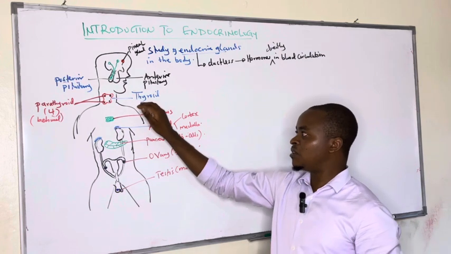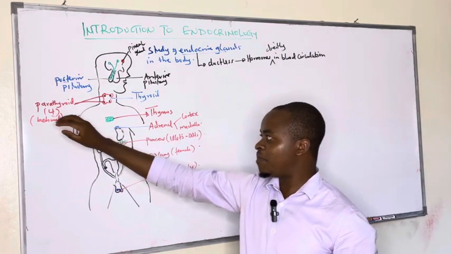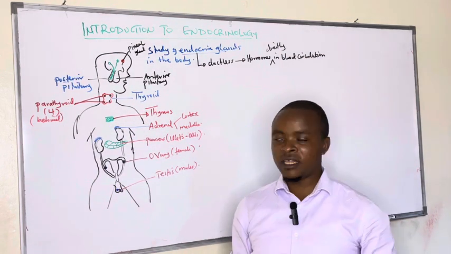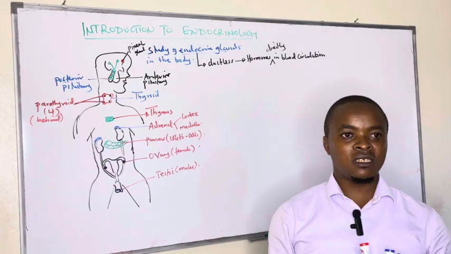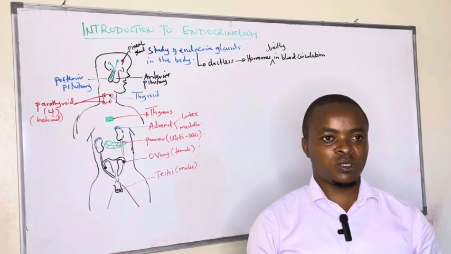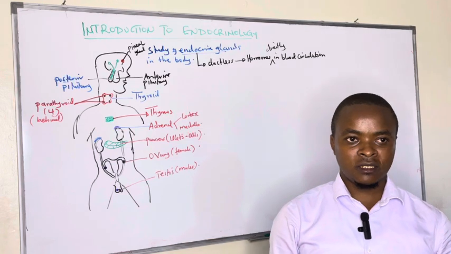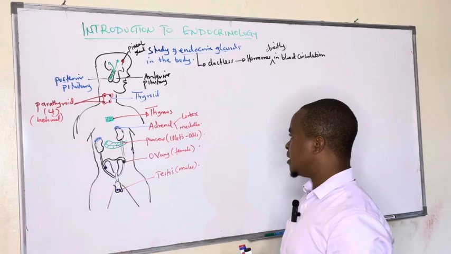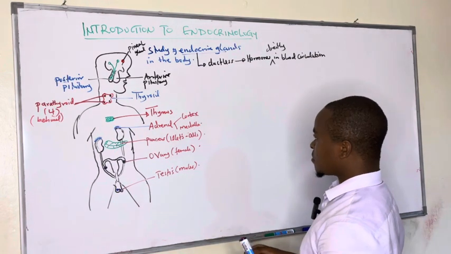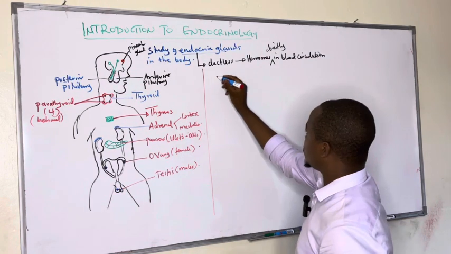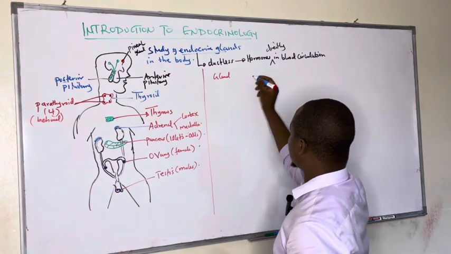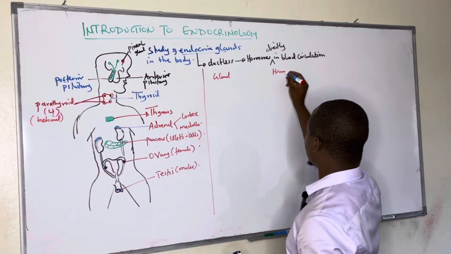Then we have seen the thyroid in the neck region. We have seen the parathyroid, 4 of them behind the thyroid, then the thymus. So in each gland we now want to see which hormones are produced by each gland. We want to see the hormones produced by each gland. So we are going to have the gland and then the hormones produced.